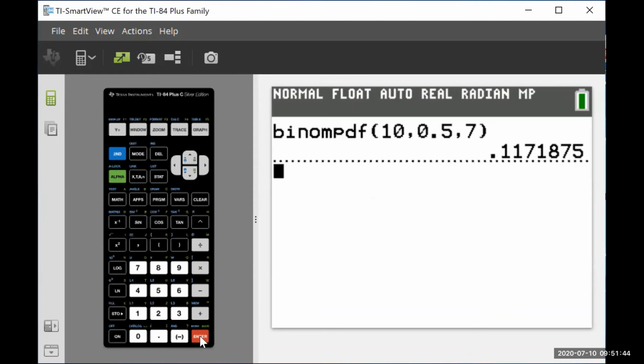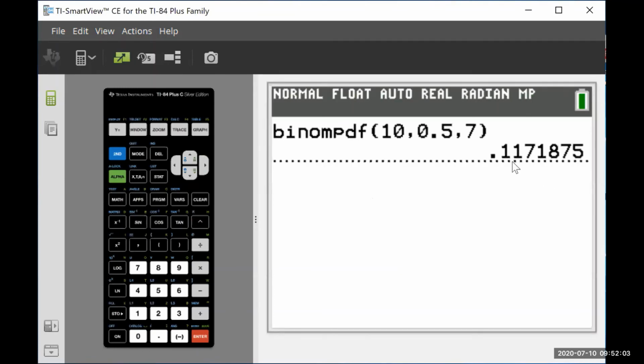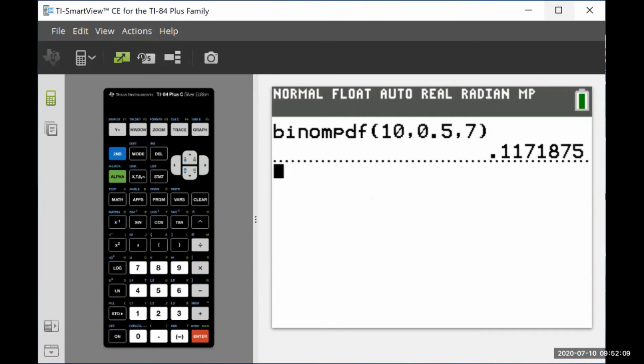If you hit enter, what did you get? 0. Okay, I have so many decimals. I'm going to copy that. 1171875. I'm just copying everything. When you do the mastery exercise, you should look at the number of decimals asked, and then you have to enter whatever number of decimals is asked there.